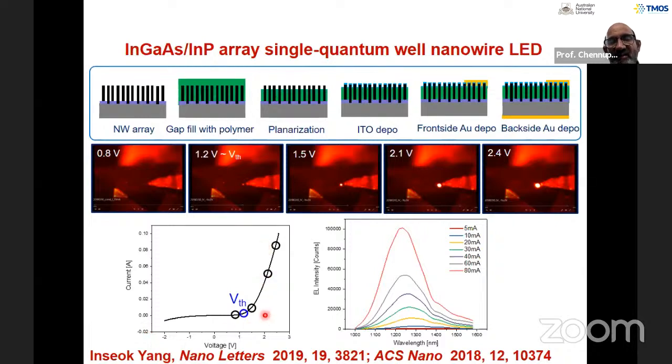Again, he shows the IV characteristics, showing diode-like behavior. And then you can also see that as you inject more and more current, you see much more light emission coming from these ones.